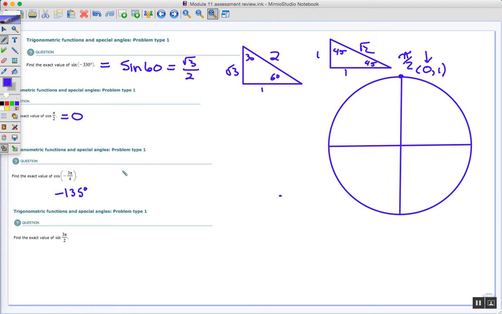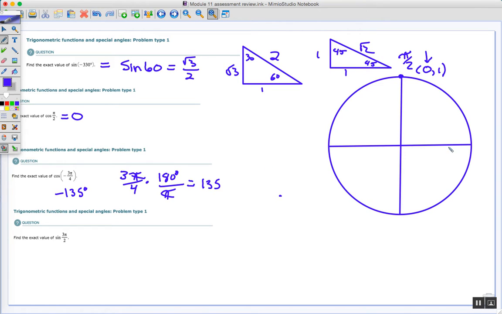And another way, just in case you're not familiar with converting from radians to degrees, we would multiply by 180 degrees over pi radians. So that pi cancels, and 180 divided by 4 is, or sorry, for some reason I lost my 3 there. 3 times 180, that makes more sense, divided by 4 is 135.